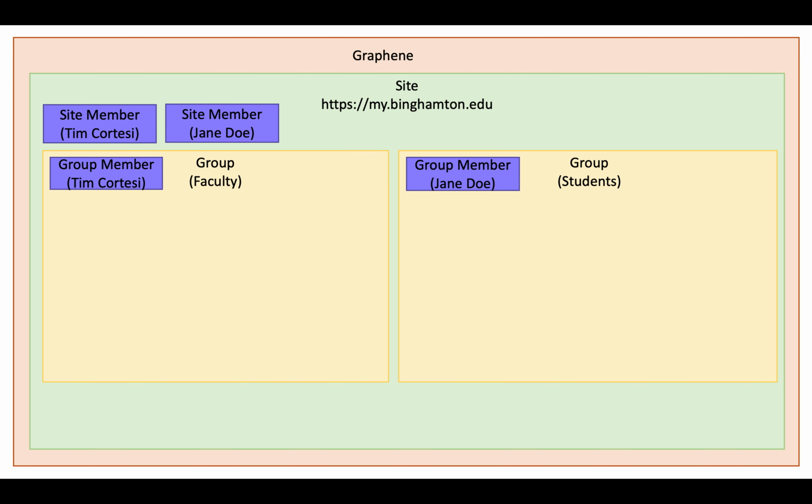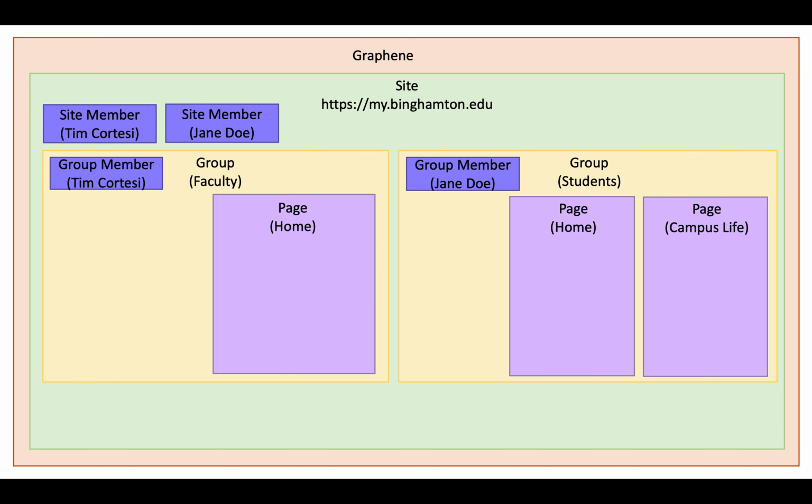What I've done is create two different groups within that site. I've said that Tim Cortese is a member of the faculty group and Jane Doe is a member of the students group. There's nothing here preventing me from having Tim Cortese also be a member of the students group, or vice versa. But for the sake of this demonstration, we have two groups, two members, and each member is a member of one of those two groups. But again, just having groups doesn't really do much for me.